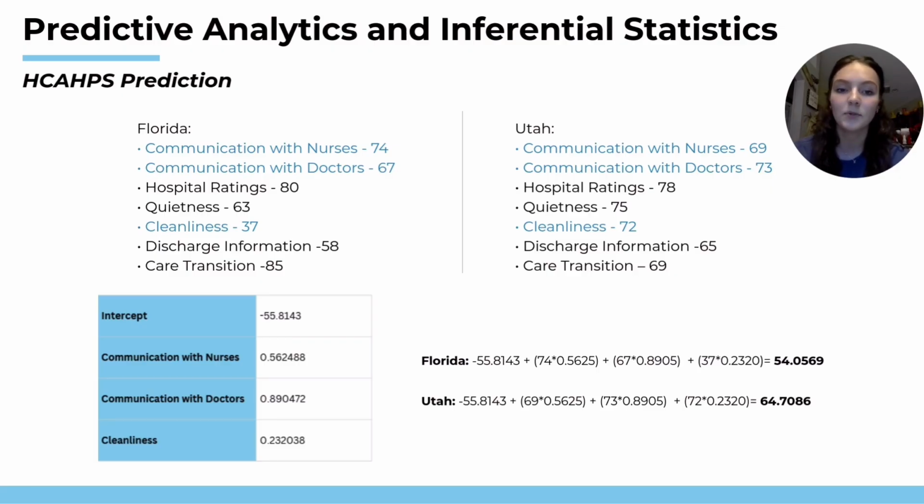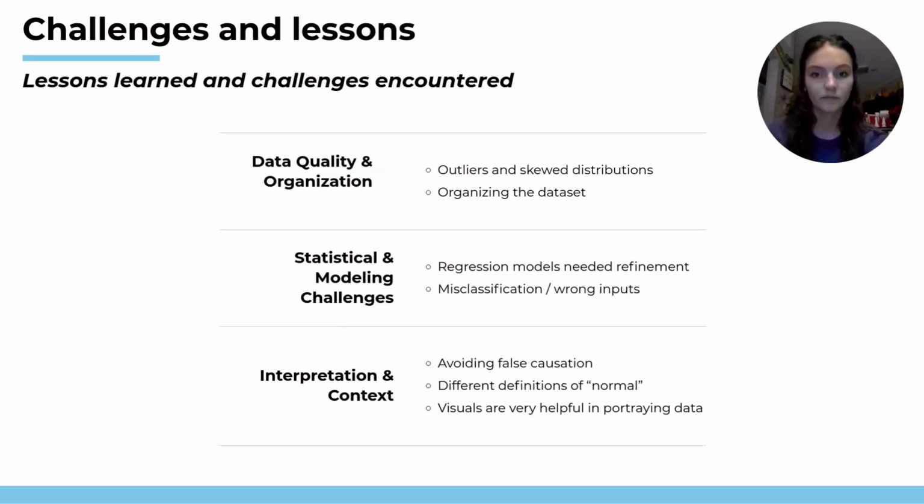As we can see, we did the same for Utah, keeping the same intercept value and coefficient values, and then added those all together and got a final score of 64.7086.